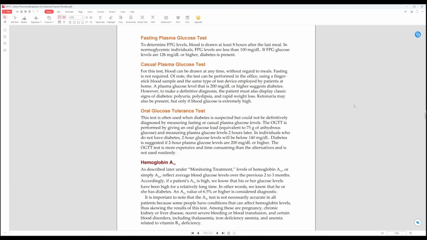And the last one here, the oral glucose tolerance test. This test is often used when diabetes is suspected but could not be definitively diagnosed by measuring a fasting or a casual plasma glucose level.